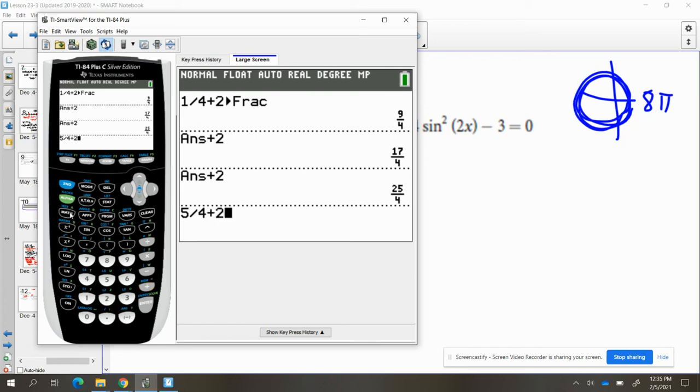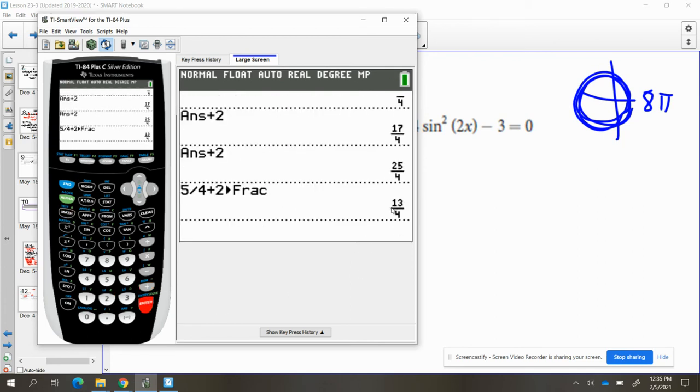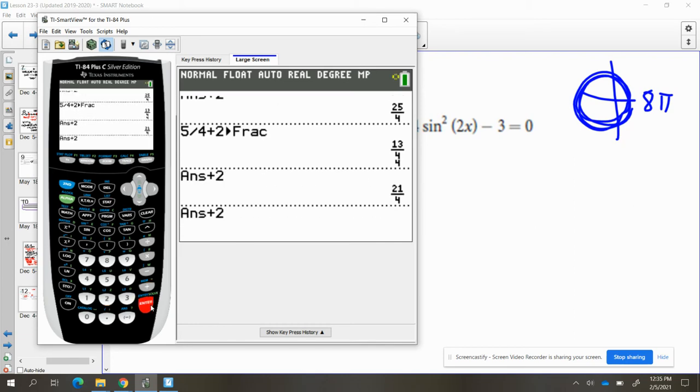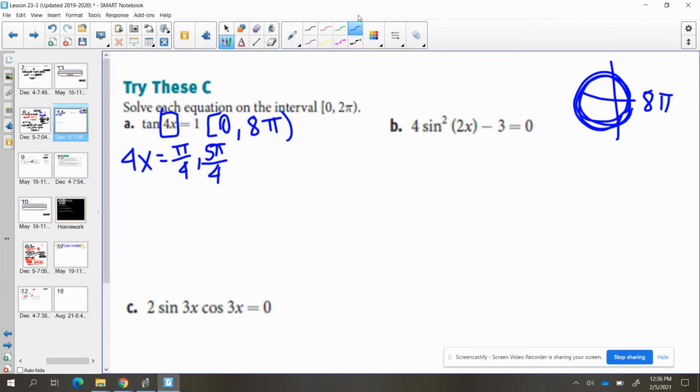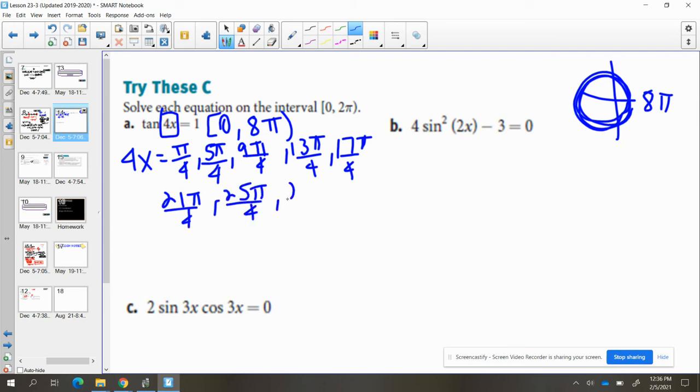So that's going to be between 2 pi and 4 pi, 13 pi over 4, and then 21 pi over 4, and then finally 29 pi over 4. Because again, we have to consider all the way till 8 pi, so we have to consider 4 more regions. So if we list all of those out, we end up with 5 pi over 4, 9 pi over 4, 13 pi over 4, 17 pi over 4, 21 pi over 4, 25 pi over 4, and 29 pi over 4. Okay. The last step, though, is to divide all of these by 4.